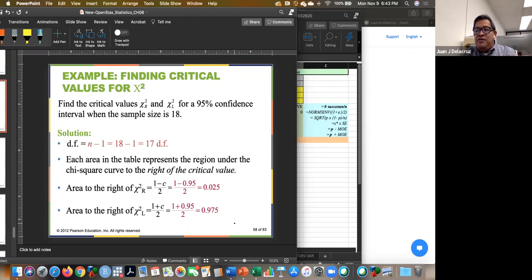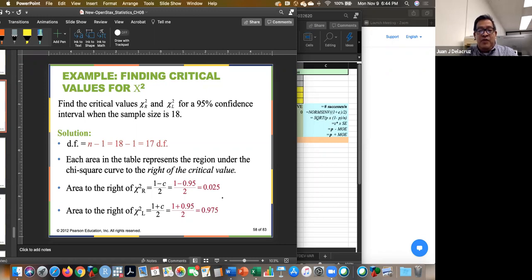I always get confused with all these things. That's the reason why Excel is helpful for me, because all you need to do in the next part is just find the values that we need. But if you don't have a computer and you have your tables, you have to be very careful.